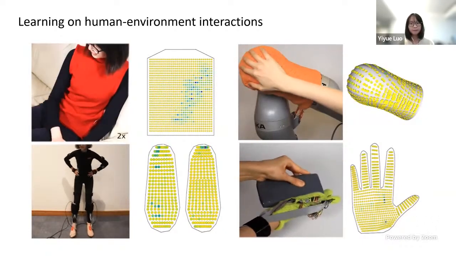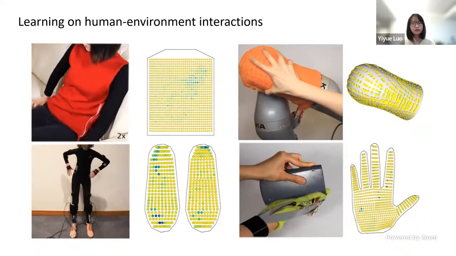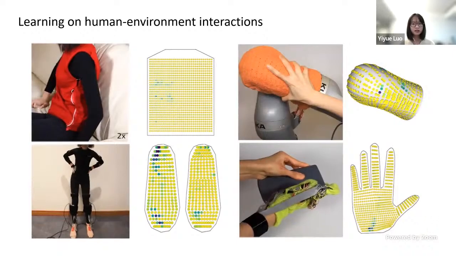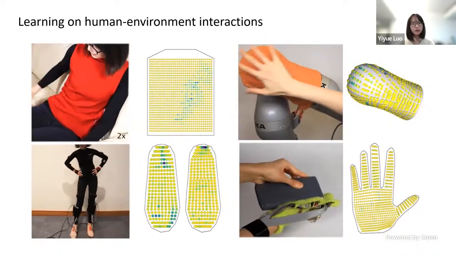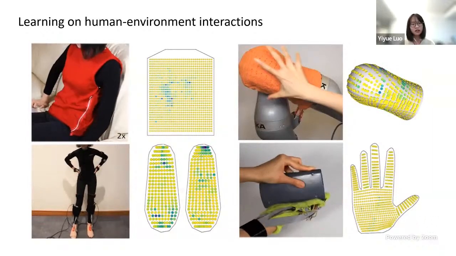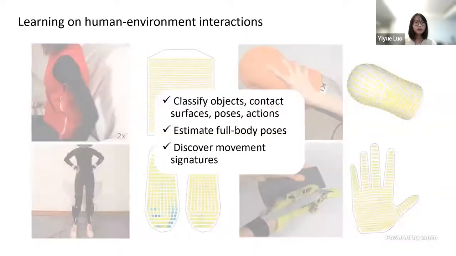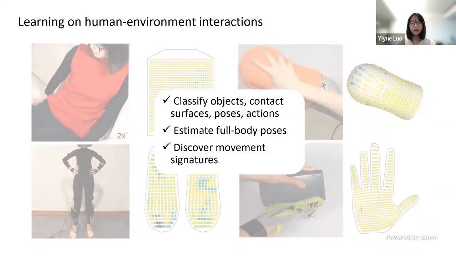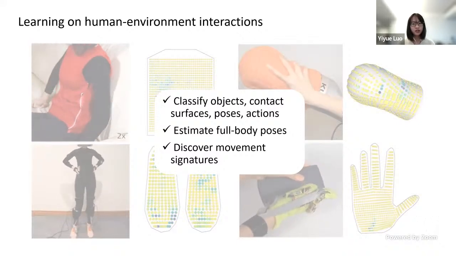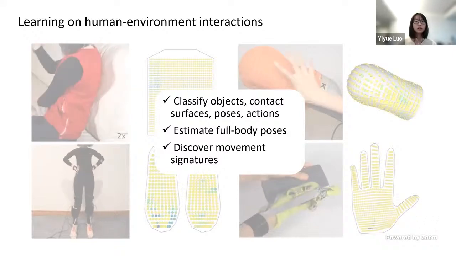And using our full body sensing garments, we are able to collect millions of frames of tactile data set featuring diverse human environment interactions. And this includes grasping different objects, doing different body movement, and other activities. And we demonstrate the capability and the utility of our platform by leveraging our data for the environment and action classification, motion pattern discovery, and full body human pose prediction.